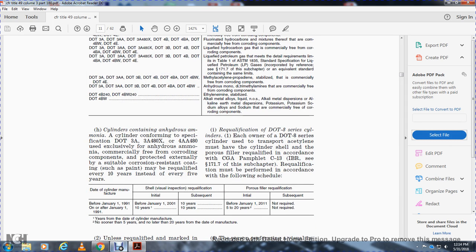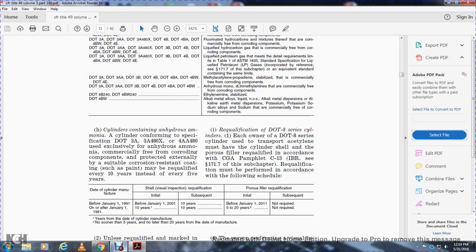Cylinders containing anhydrous ammonia, with cylinders conforming to specification 3A, 3AA, 3B, 4B, 4BA, 4BW, or 4, used exclusively with anhydrous ammonia, commercially free of corroding components, and protected externally by a suitable corrosion-resistant coating such as paint, may be requalified every 10 years instead of every 5 years.